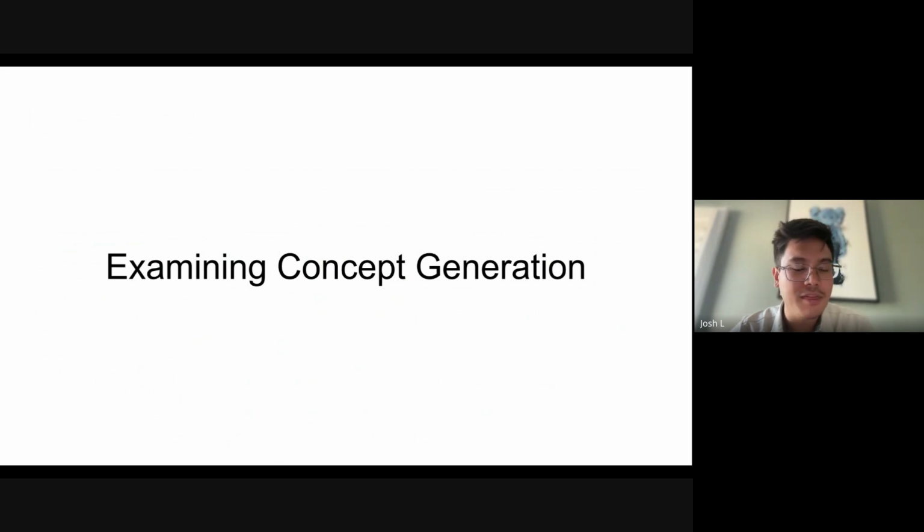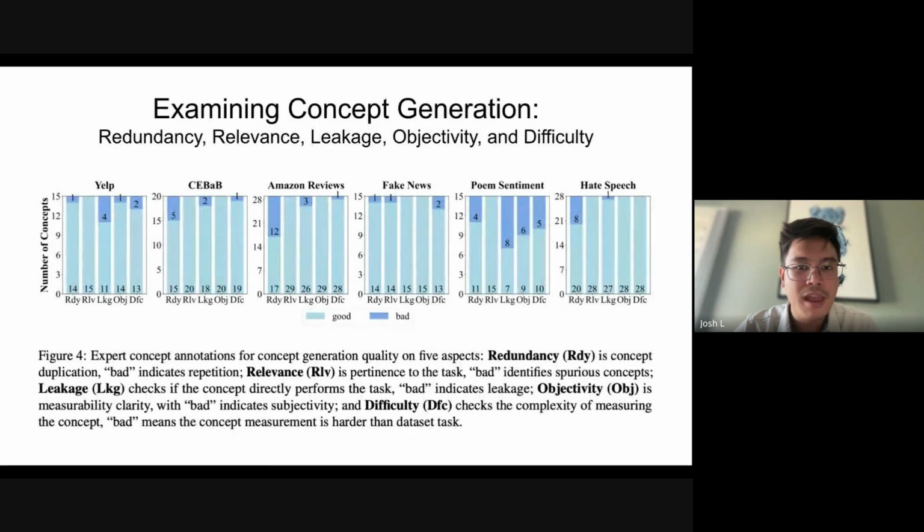So now let's look at the quality of the concepts being generated by the model. We mentioned earlier that there could be some issues here, particularly with leaking concepts. So let's look at the actual prevalence of these concepts across all of the different tasks that we looked at. We examined concept generation on 5 different tasks: Yelp, Kebab, Amazon reviews, fake news, poem sentiment, and hate speech. And we look at 5 potential issues that could exist with the concept generation.